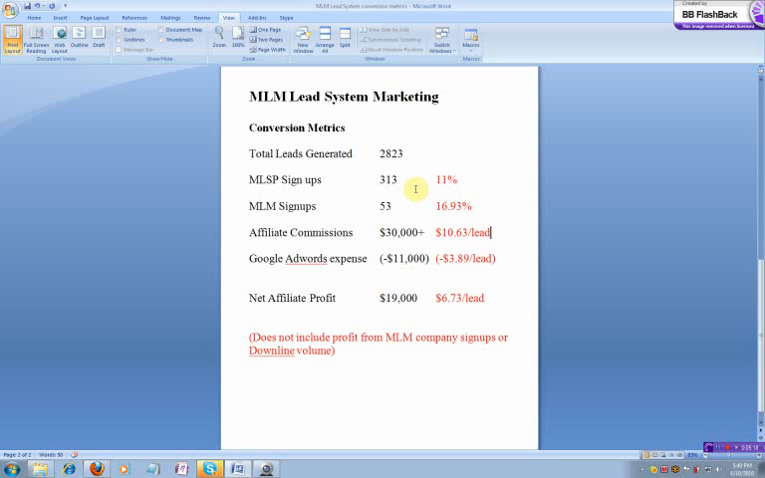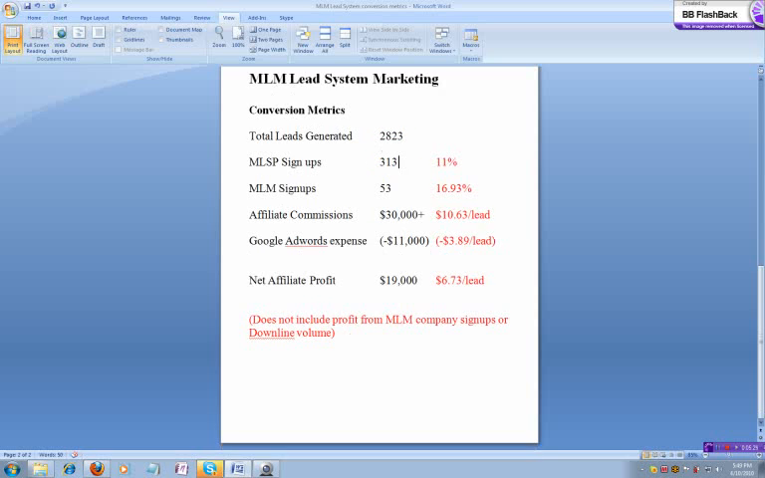So that means that there was a whole bunch of people that saw it and opted in. These are the people that actually opted in. These are the people that signed up for the system. So 11%, very, very good numbers.